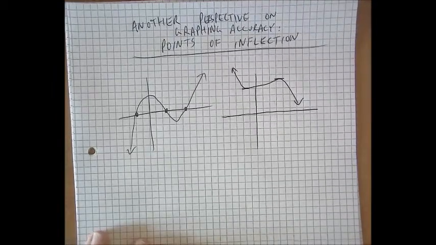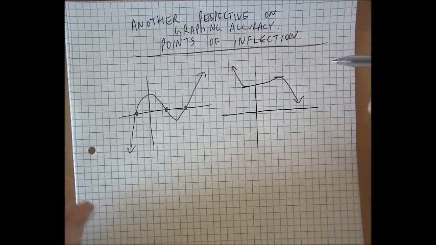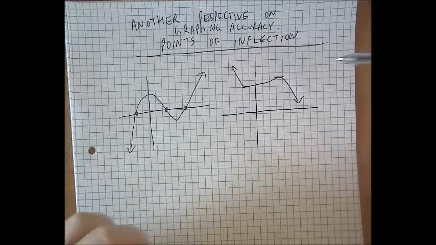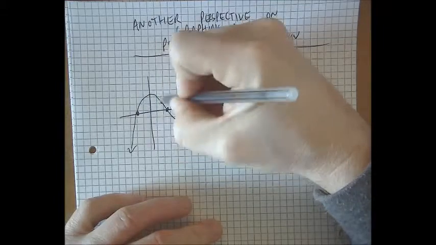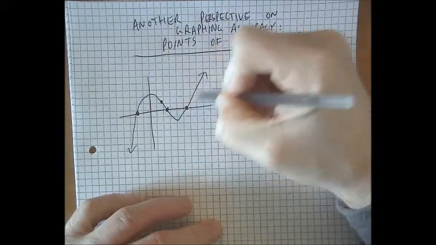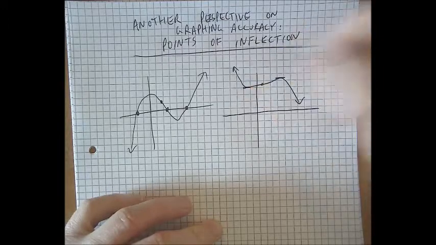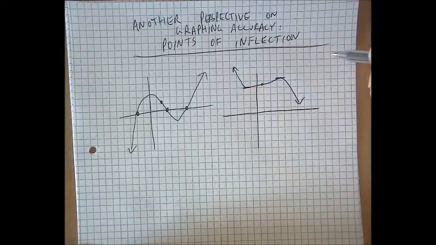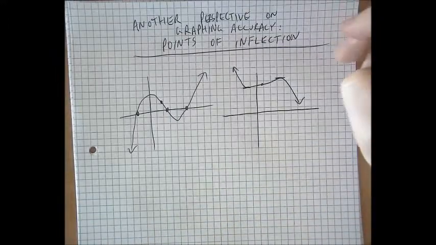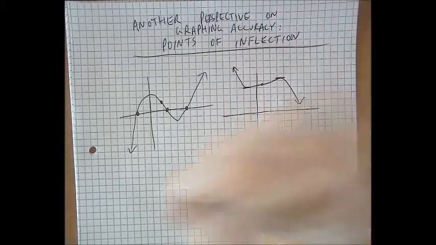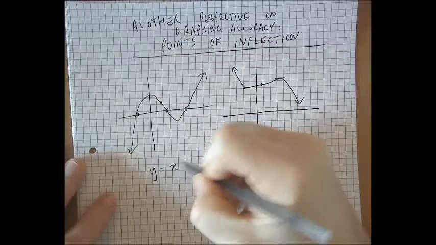Well, the point of this video is to tell you about yet another type of accuracy, which is to ask, where does the graph change from concave up to concave down? So to the left of this point, it's concave down. To the right of this point, it's concave up. To the left of this point, it's concave up. And to the right of this point, it's concave down. Now, we've actually got a grip in calculus on whether something is concave up or concave down. It's the second derivative, in other words, the third row of a multiple choice box.